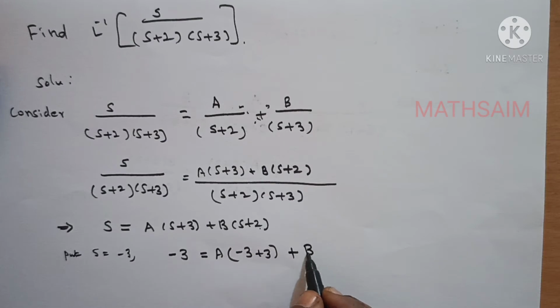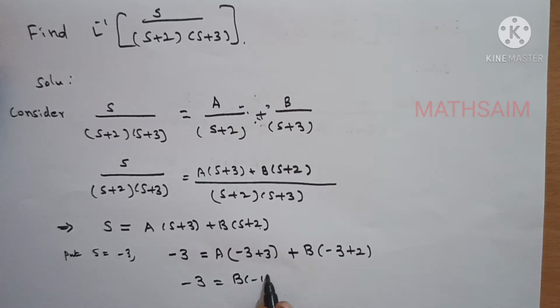So here it will be b into minus 3 plus 2. So this will be minus 3 is equal to, this will be 0, and here it will be b into minus 1. Therefore b is equal to 3. And then one more constant we need to find.